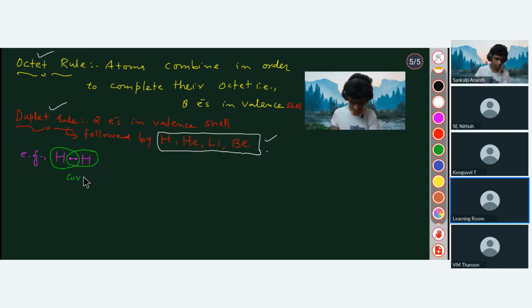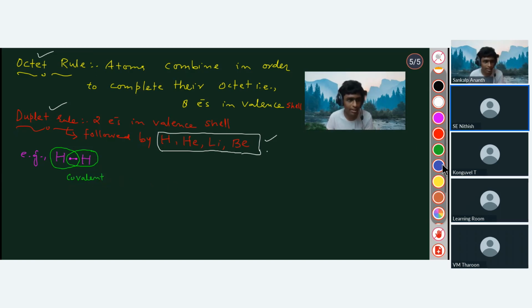So that means, can you tell me whether hydrogen has completed its octet or duplet here? Duplet. There are only 2 electrons in the valence shell. Its first shell is complete. It did a covalent bond, and now it is stable.